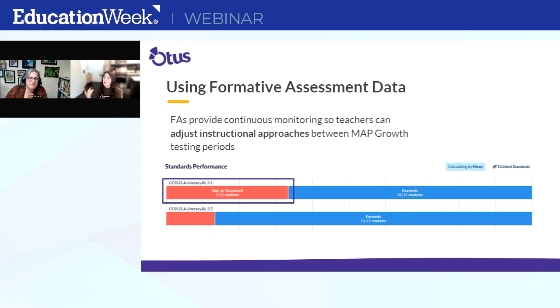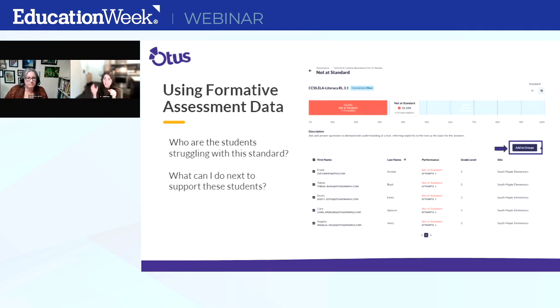So when they test again, they are able to meet or be at where you want them to be with that particular skill. And this one is just demonstrating understanding of a text. So maybe I'm going to teach that in a small group. Once I find out that these are the students who need support, the next natural question you're going to have is, okay, well, who are these students?